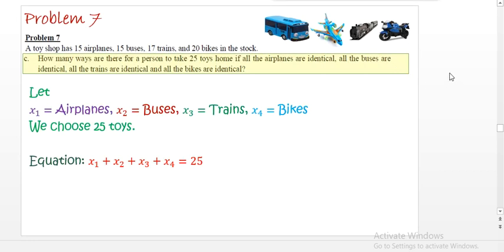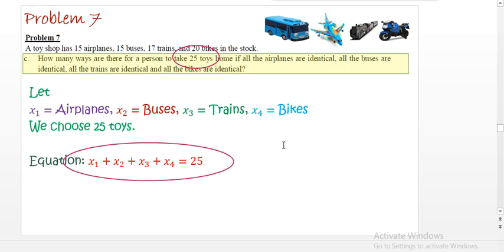Part C is interesting. How many ways are there for a person to take 25 toys if all airplanes are, like in the first part, identical, buses are identical, trains are identical, and all bikes are identical? Now we have to choose 25 toys. But how many airplanes do we have? We have 15 airplanes. It means we cannot choose more than 15 airplanes, we cannot choose more than 15 buses, we cannot choose more than 17 trains, and we cannot choose more than 20 bikes. But altogether, x1 plus x2 plus x3 plus x4 should be equal to 25.